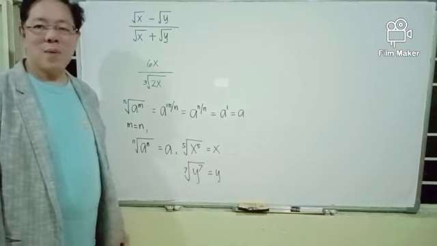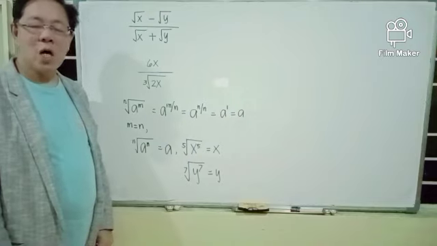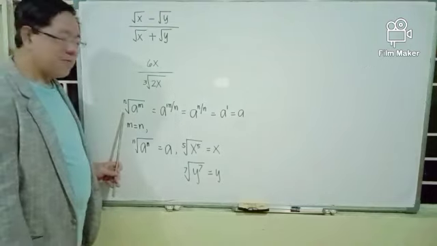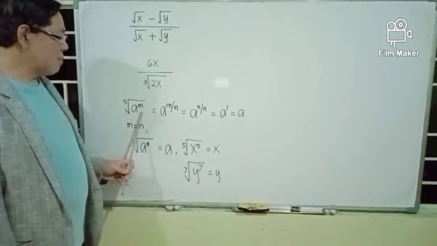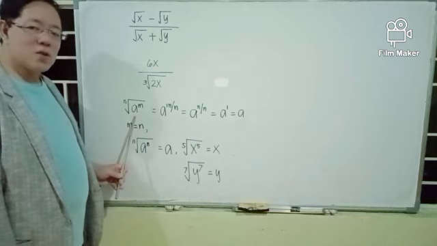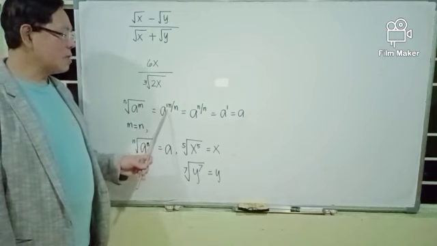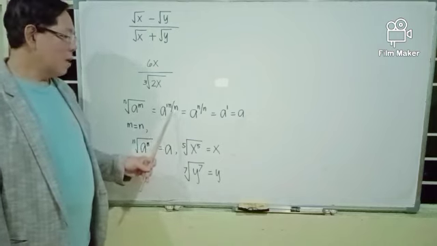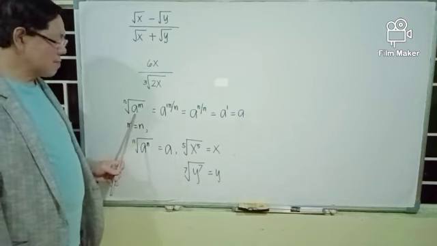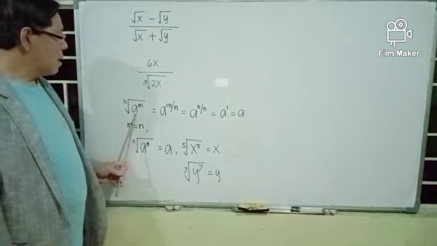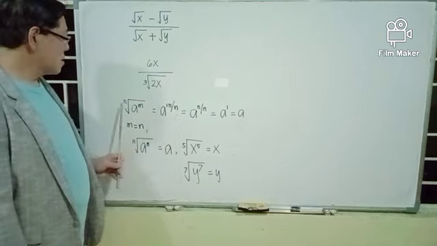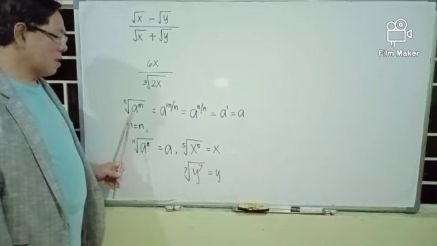And to do that, we apply a very important property of radicals, from the nth root of a to the m. The property of radicals says that the nth root of a to the m equals a to the power m over n, where m is the original exponent of the base in the radicand a, and the denominator n is the index of the radical sign.